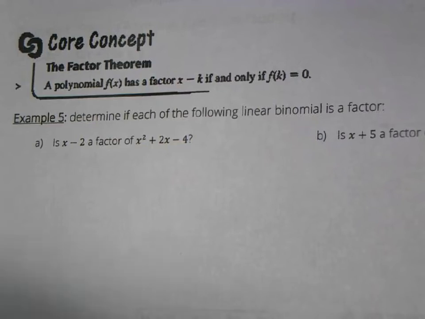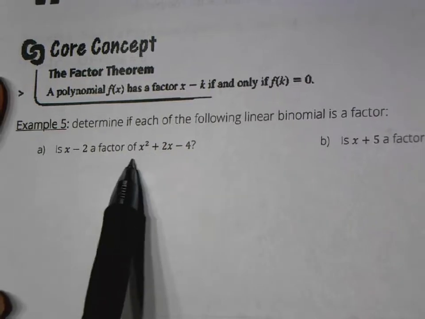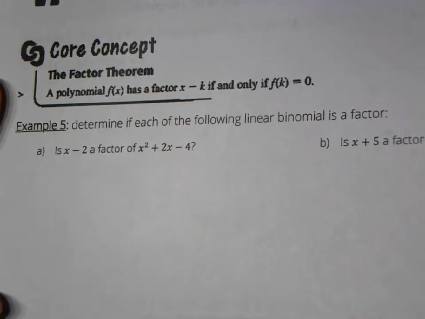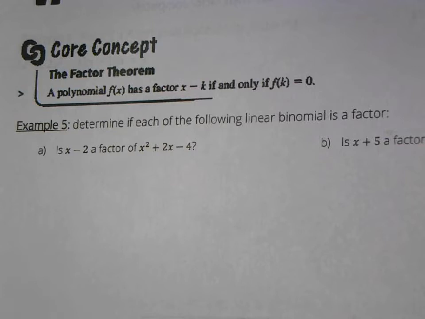Okay, y'all, today we're going to take a look at if a factor given is indeed a factor of a polynomial. There's two ways you can do this. The first way is you can naturally take the polynomial and divide it by the factor. And if it has a remainder of 0, then it is a factor. If it has a remainder of anything other than 0, then it is not a factor.